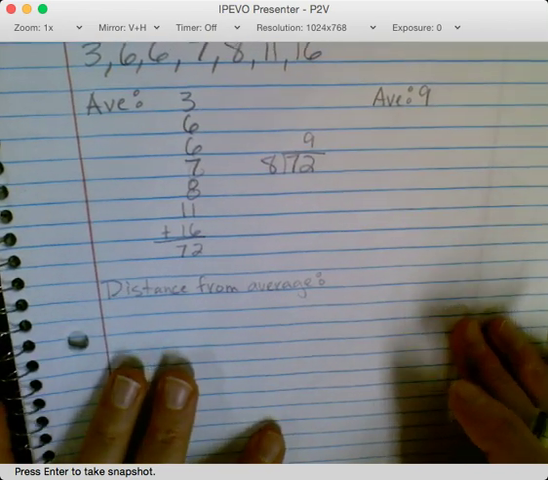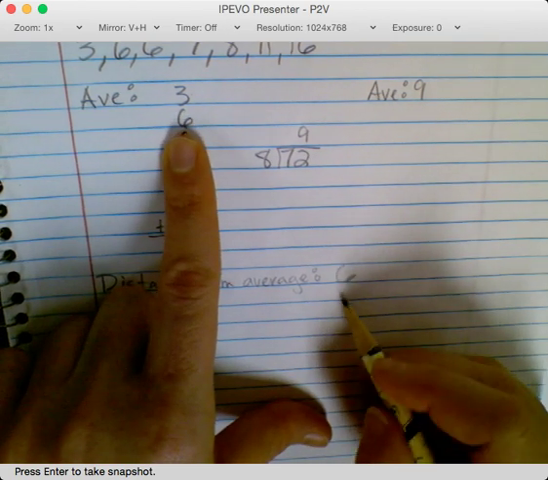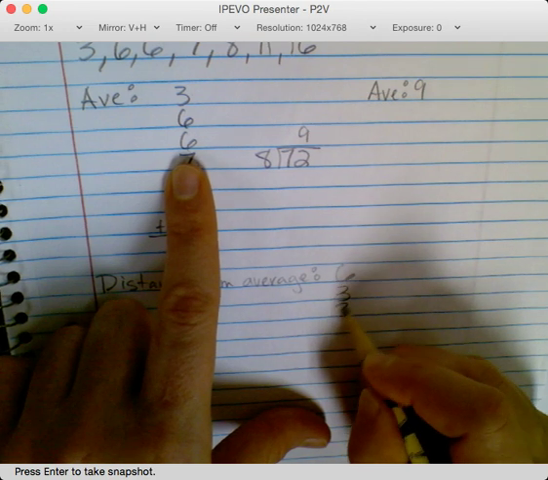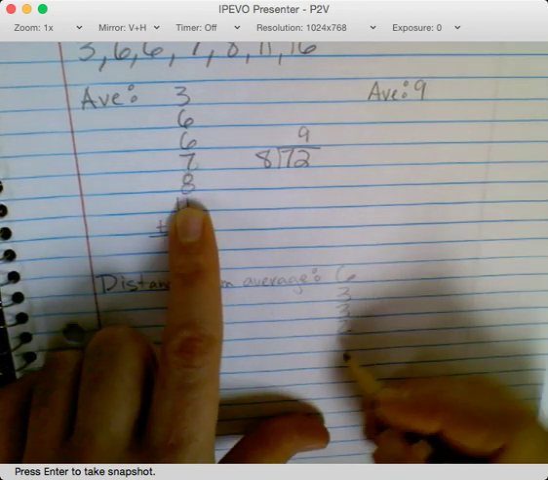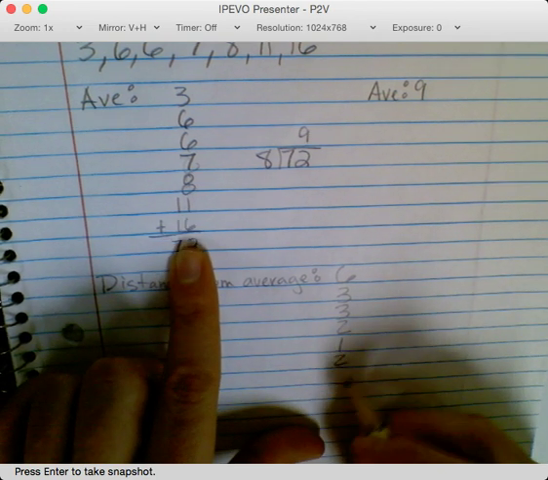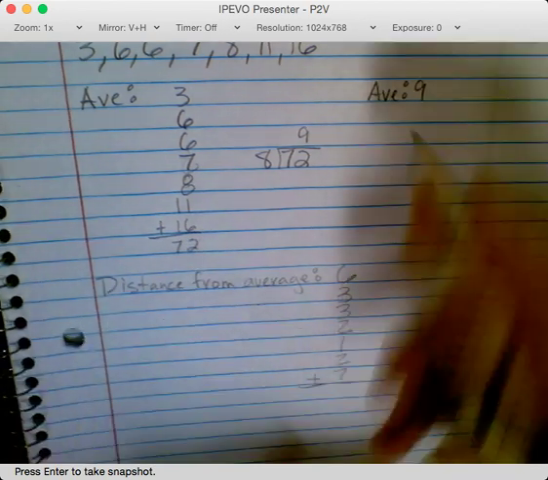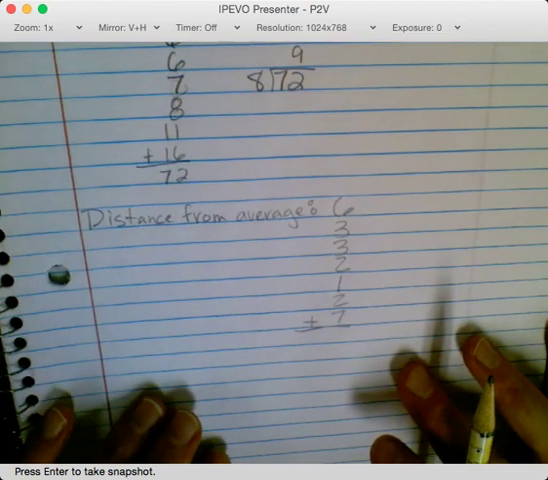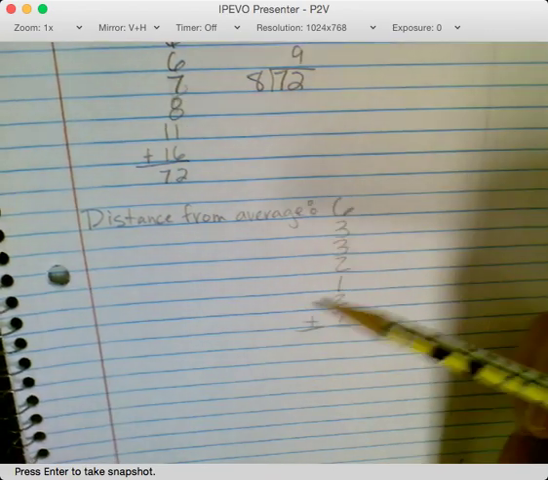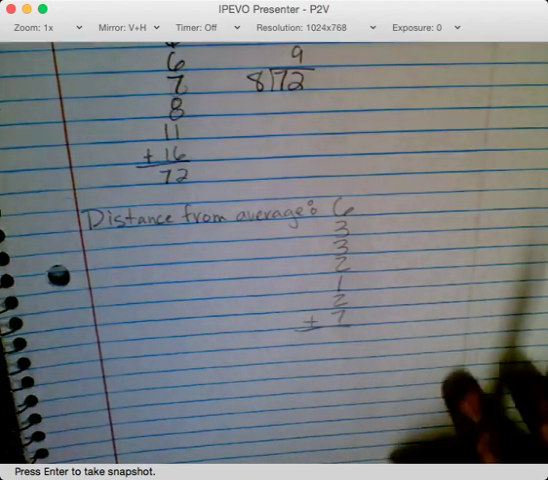That would mean I would subtract. Let's do 9 minus 3, 9 minus 6, 9 minus 6 again, 9 minus 7, 9 minus 8, 11 minus 9, and 16 minus 9. Notice whenever I did those, I kind of reversed the numbers. What you could also do is subtract in the same direction and then find the absolute value of the answers. And I'll show you that at the end too.